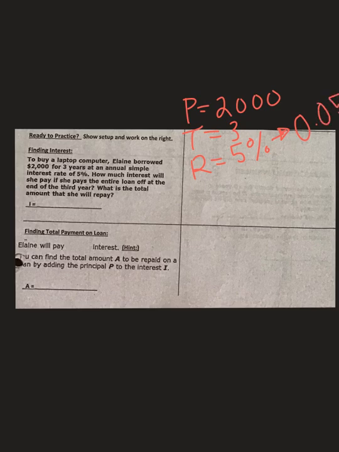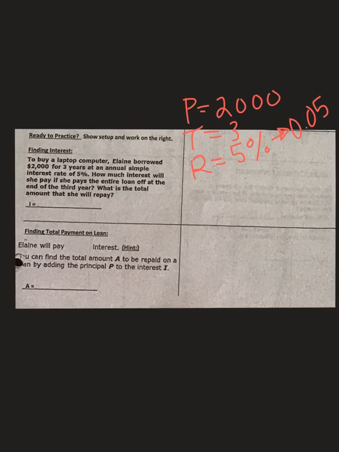All right, our problem says to buy a laptop, Elaine borrowed $2,000. So right there, we know our principal is going to be $2,000 for 3 years, so our time is 3. She borrowed $2,000 for 3 years at an annual simple interest rate of 5%. So my rate is going to be 5%, but remember we have to write it as a decimal, so it would be 0.05. And this is going to be a two-part question.